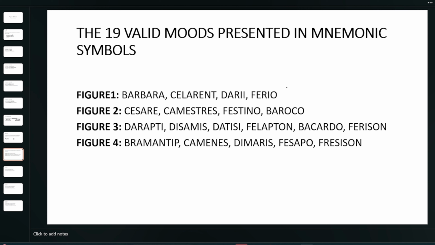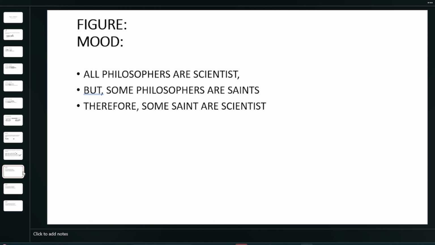In figure 1, you only need to memorize 4. Then figure 2, which is also 4. Then figure 3, which is 6, and figure 4, which is 5. I do advise that you memorize them figure by figure. Now, this is going to be our quiz, so hopefully you understand this.